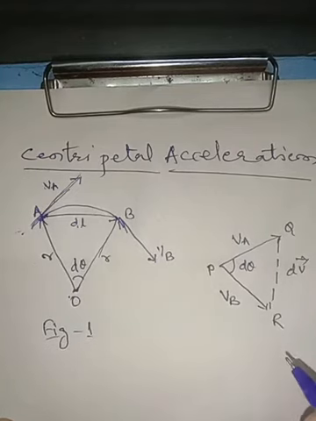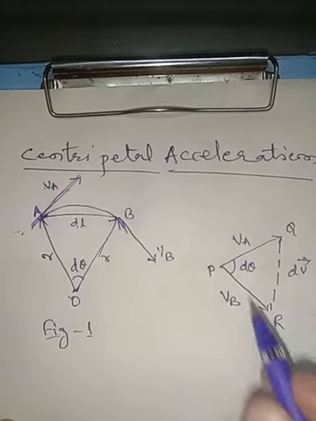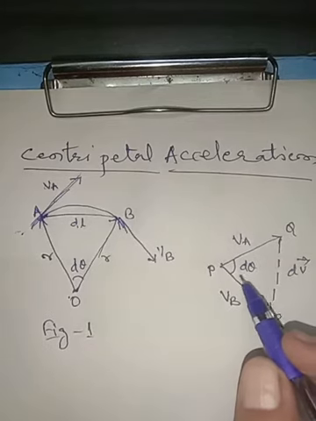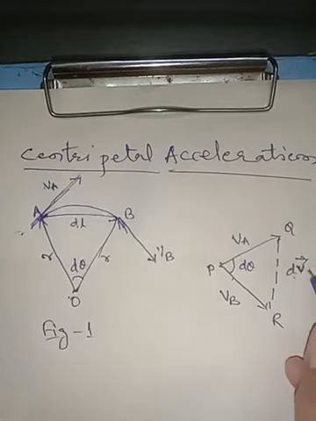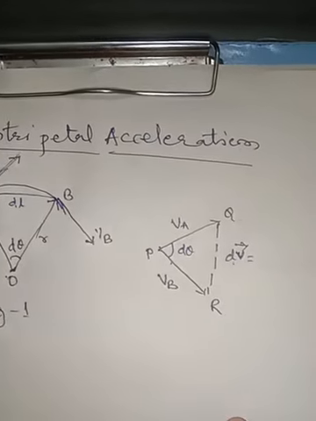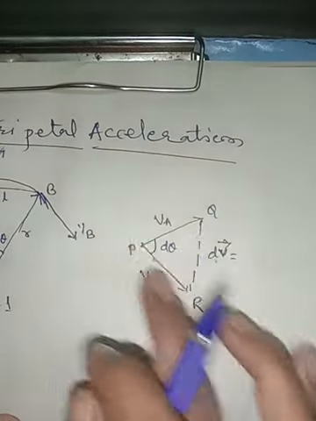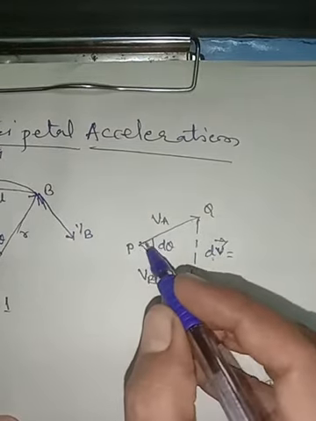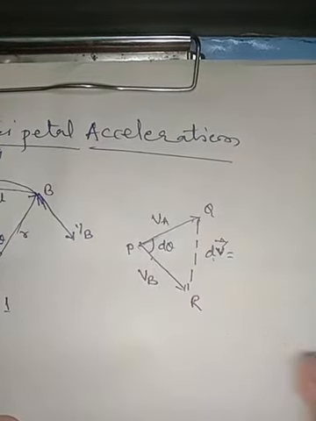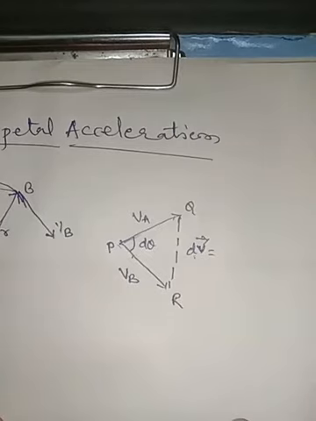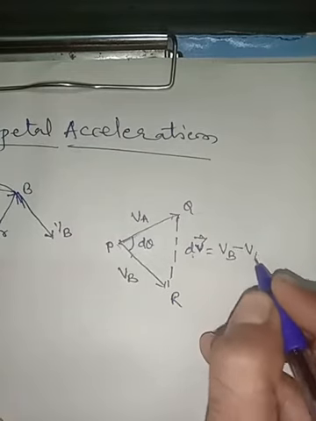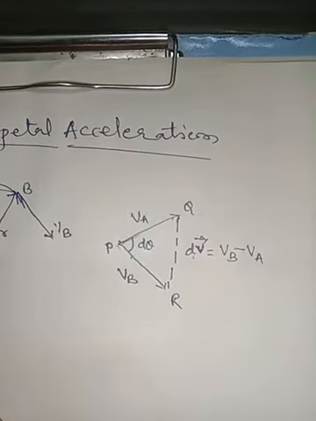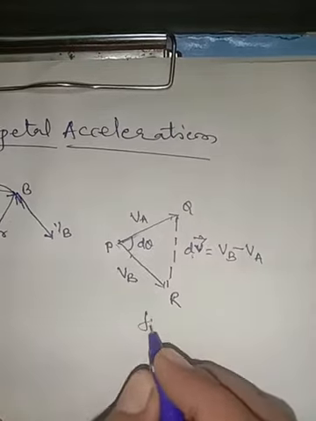So if we consider this triangle PQR, Va and Vb are the velocities at A and at B. If I have to calculate dV, the small change in velocity, since it is a vector, Va is along this direction and Vb along this direction. So dV will be calculated by Vb minus Va. dV कैसे कैलकुलेट करेंगे? Vb minus Va. This is the figure 2.